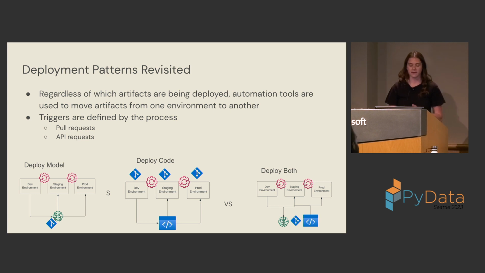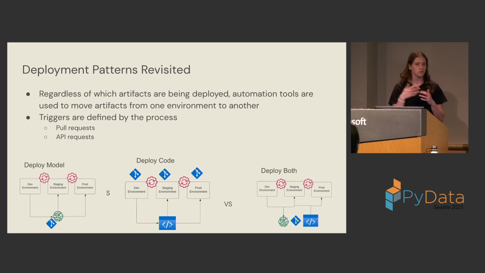And so I'll take deploy code as an example here. If we think about that deploy code approach, we write some code, commit it to our dev branch. We then create a pull request from dev to staging, and that pull request can act as a trigger. So that pull request is going to tell my automation server to say, hey, okay, let's move this code from dev to staging, let's run my tests.